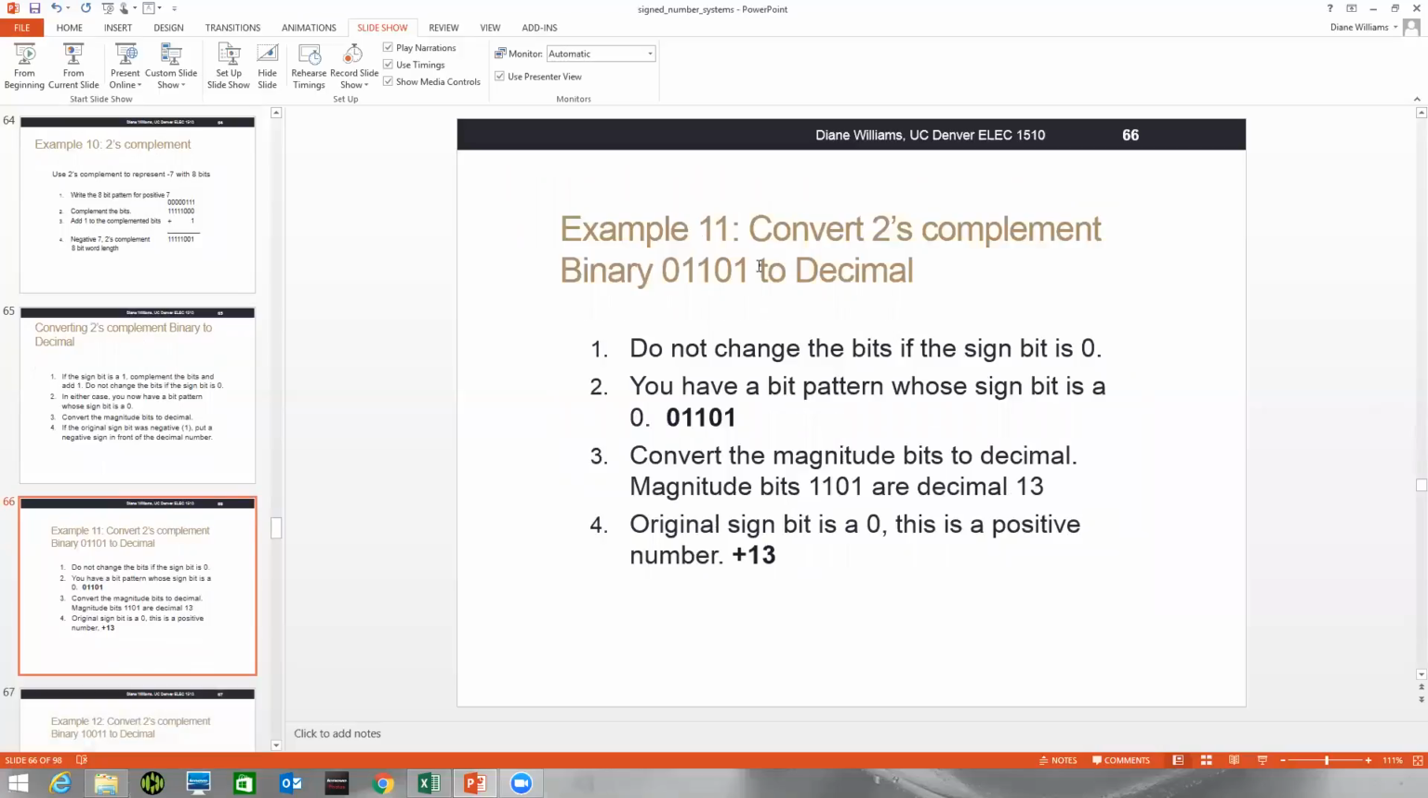We want to convert this 2's complement binary number to decimal. So let's look. This number is positive. We don't change the bits if the sign bit is 0. Well, how did I know that number was positive? I looked at the sign bit here. The sign bit is 0. Right? I don't change the bits at all. So now I have a bit pattern whose sign bit is 0, right? And now I convert the magnitude bits. So here are my magnitude bits. I have 4 bits for magnitude, right? That is the number 13. Because my sign bit was positive, I say that this number was positive 13.